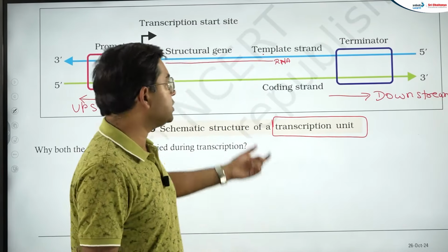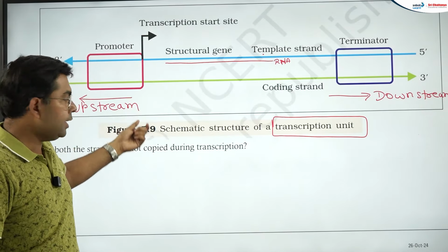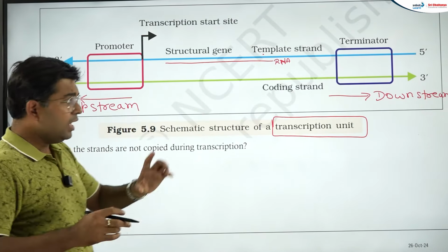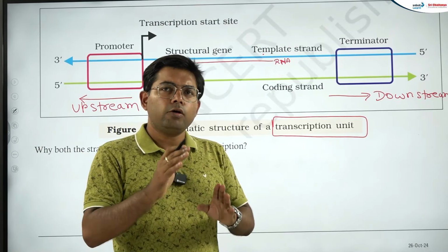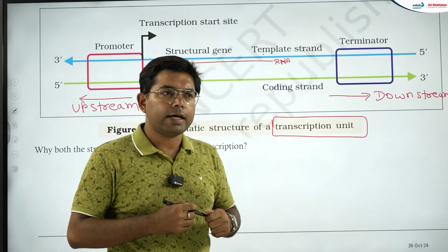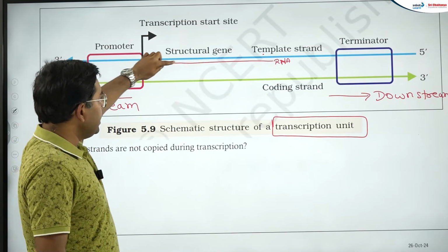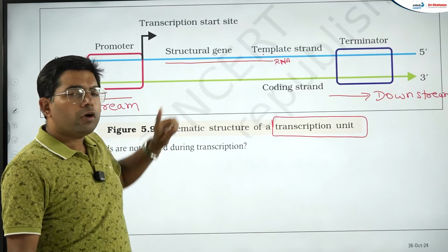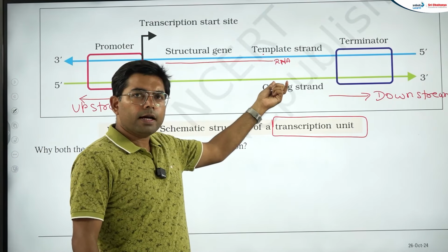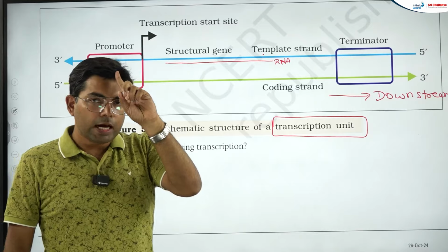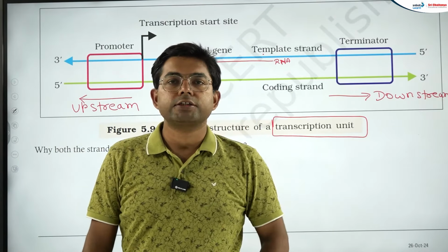This enzyme will synthesize the complementary RNA. And before getting into the detail of how they are synthesized, one question can come to mind: why is the RNA formed only from one template strand? They can form from this strand also, right? So why is the RNA formed only from one strand, that is the template strand?